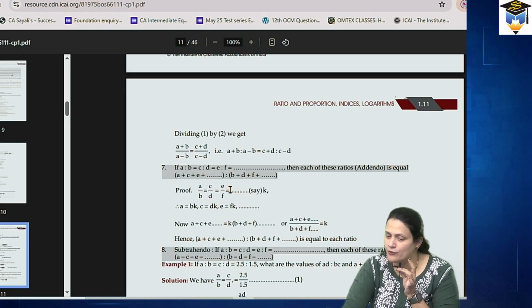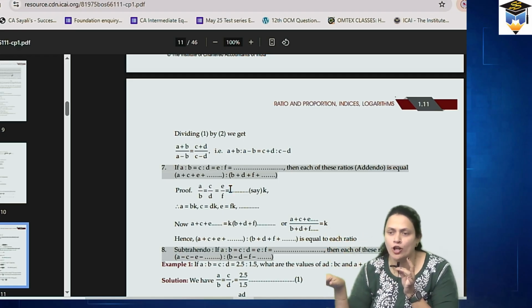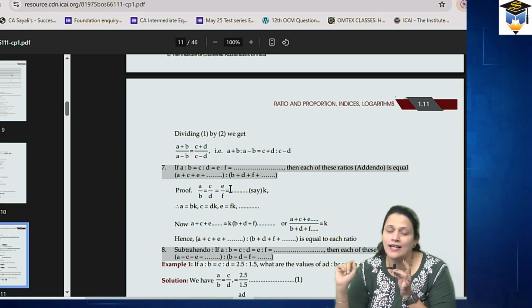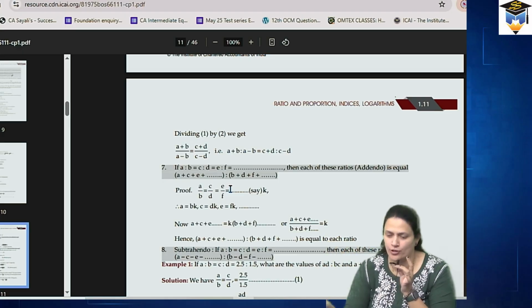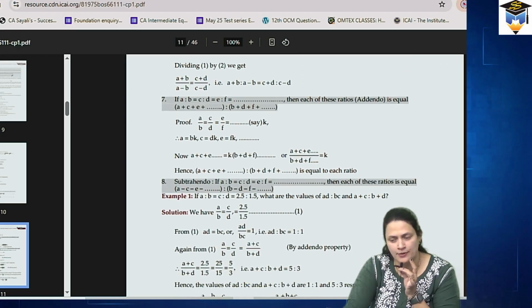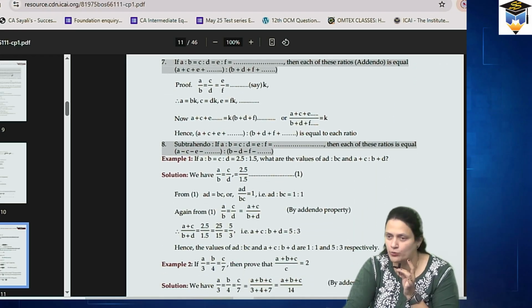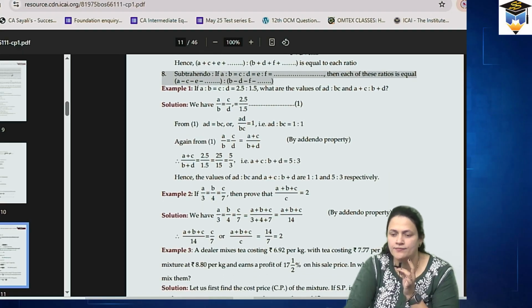In this case, all the numerator parts are going to get added upon all the denominator parts. This is called addendo. This property was not there in 9th. But you just have to remember that all the numerators you have to add upon all the denominators you have to add. You will get one constant. Subtrahendo is in the similar way. You have to subtract all the numerators upon all the denominators. So that is subtrahendo.